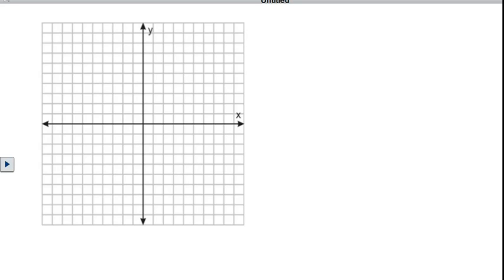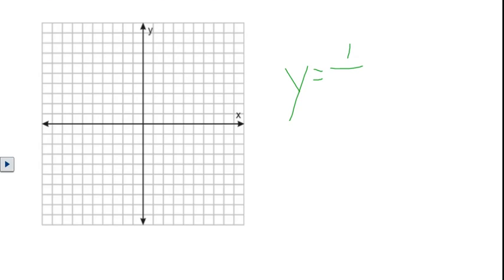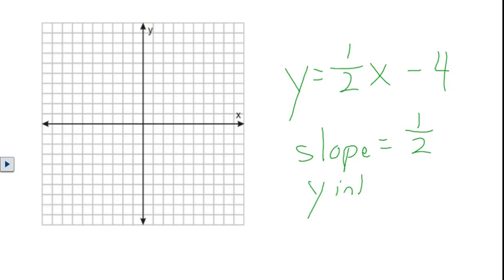Okay, so let's say I wanted to graph an equation in slope-intercept form. Super simple. Let's say I had y equals 1/2 x minus 4. I simply need to identify the slope. The slope, again, is the number in front of the x, so my slope in this case is 1/2. And my y-intercept is going to be the number at the end. And there's a minus sign, so we've got to pick that up. That's a negative, so my y-intercept is at negative 4.